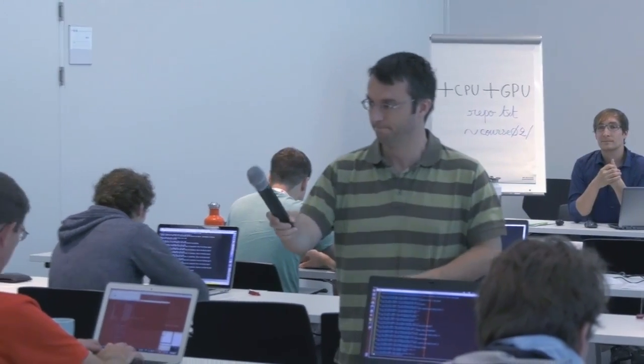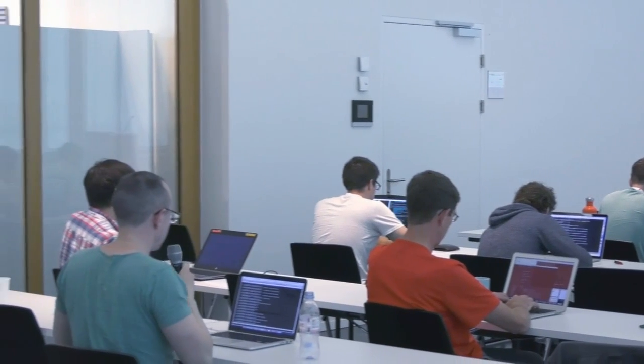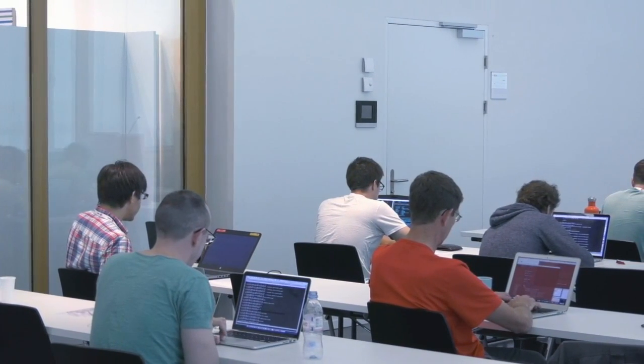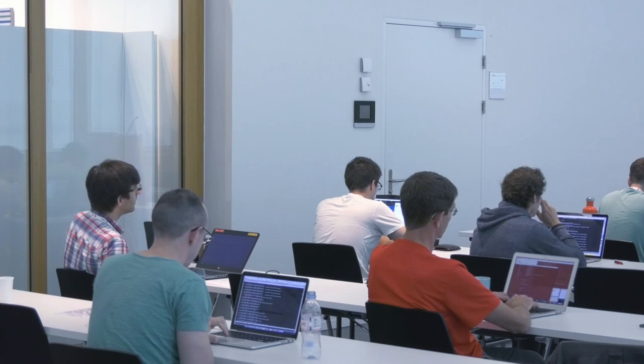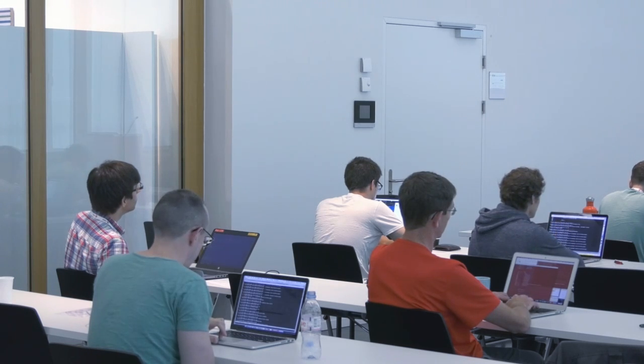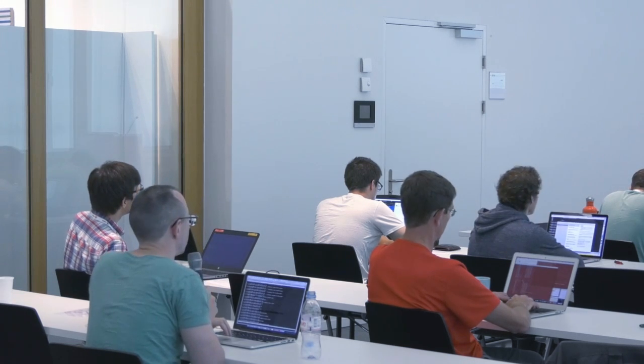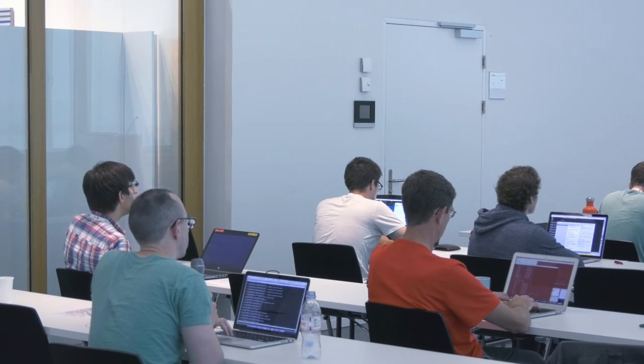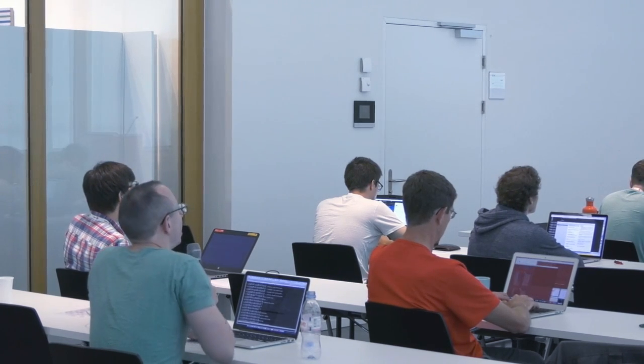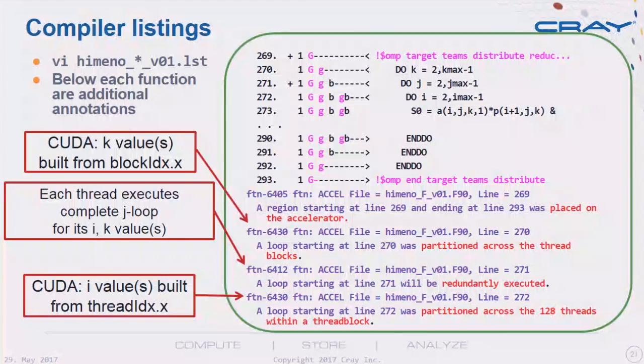So that loop at 277, what does it mean? Excuse me? The loop starting at 277 is partitioned across the 128 threads within a thread block. Oh, sorry, in your case, 272. Sorry, I'm reading off my screen. So I also have a comment which says a loop starting, in your case, at line 271 was not partitioned because a better candidate was found at line 272. Yeah, what does that mean?